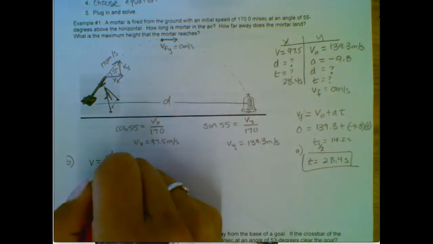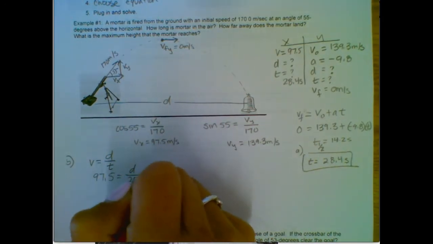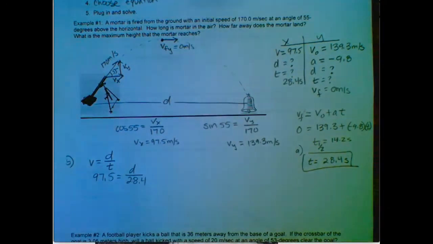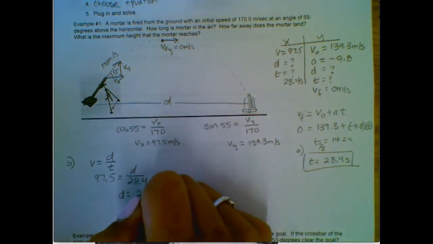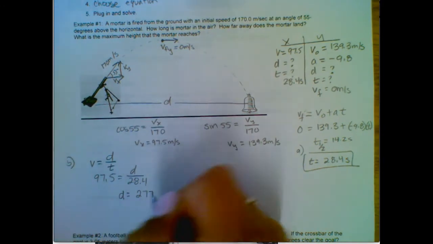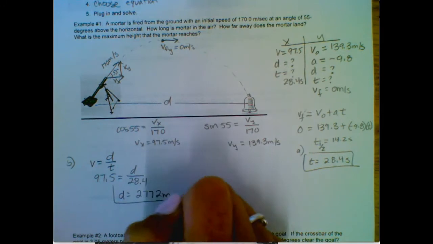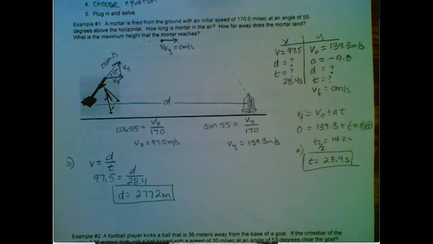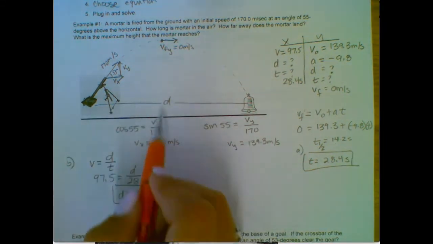So we say 97.5 equals d over 28.4. And if you actually multiply that, you get 2,772 meters. Okay, and that's how far away. Be careful that you don't use the half time, because that will just get you the distance to the middle.